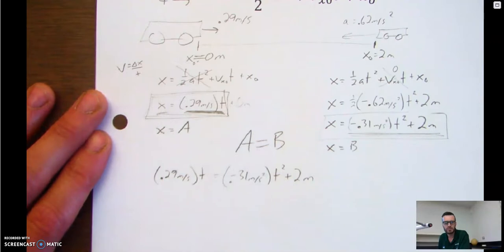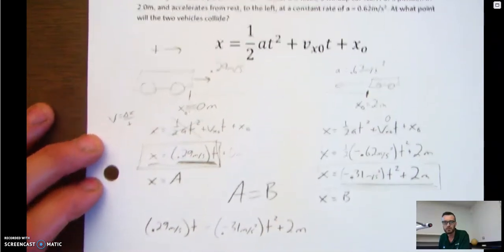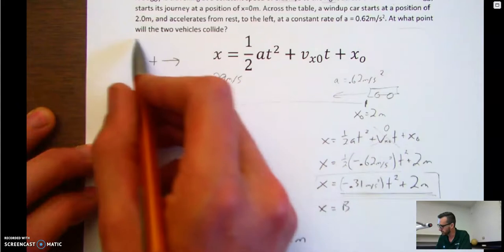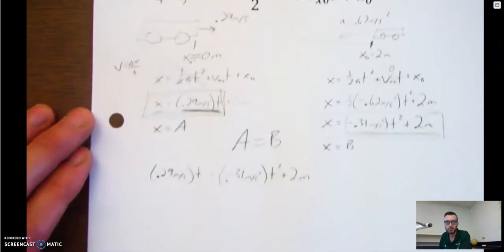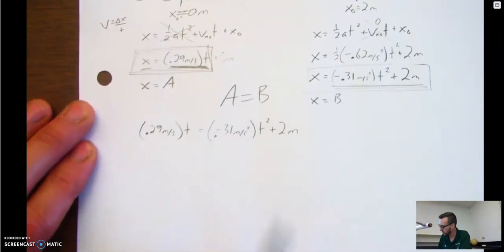Now, you may say, Mr. Simpkins, I don't feel like I'm any closer to determining at what point will the two vehicles collide. Well, we've actually done most of the work already. So let's see what we can do with this.